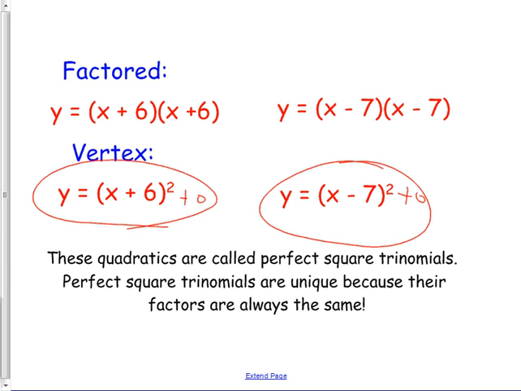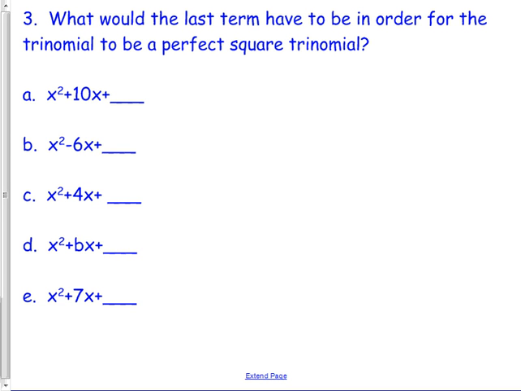If I just put a plus 0 at the end of them, they're all in vertex form. So we are going to count on that perfect square thing. What would the last term have to be in order for this to be a perfect square? In other words, to make it work out really nice where they're identical to each other, what number would you need right there? Just say it if you know it. 25.